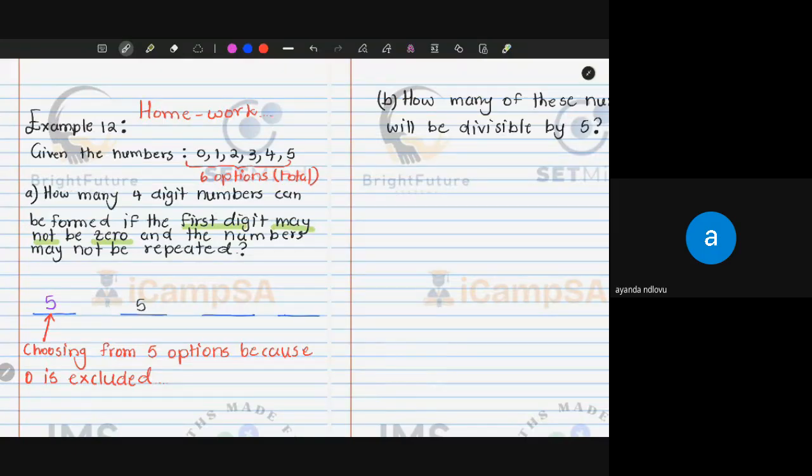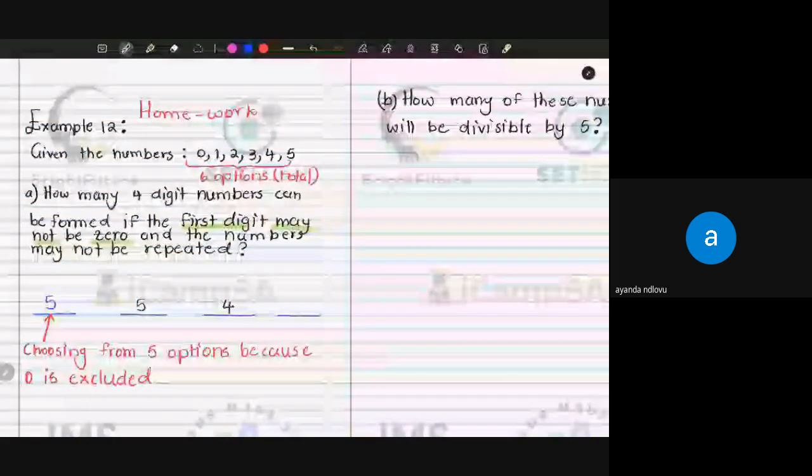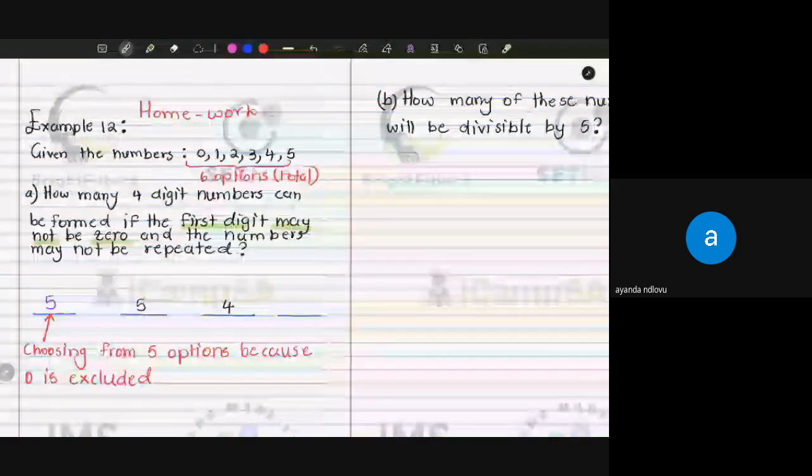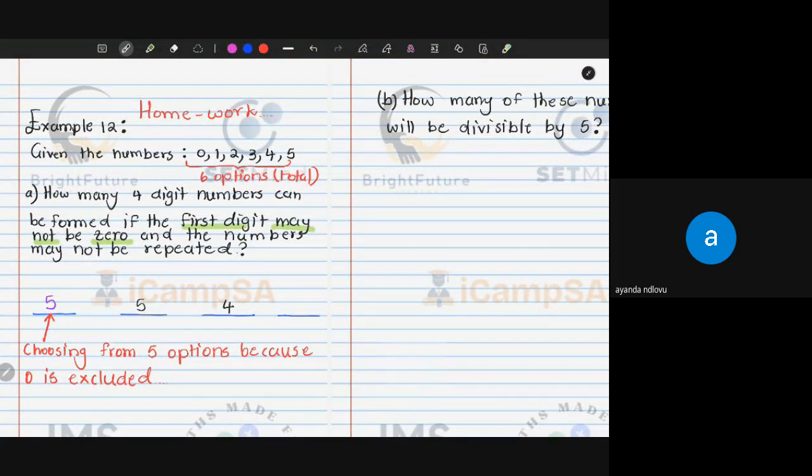And then what about the third digit, guys? We are choosing from how many numbers? 4. Why 4? Explain to the others. It's 4 because they said you can't repeat numbers. So out of the 5 options that you had, you've already used one option, which means you have 4 options left. On point. And what about the last digit, guys? From how many options are we choosing? 3.